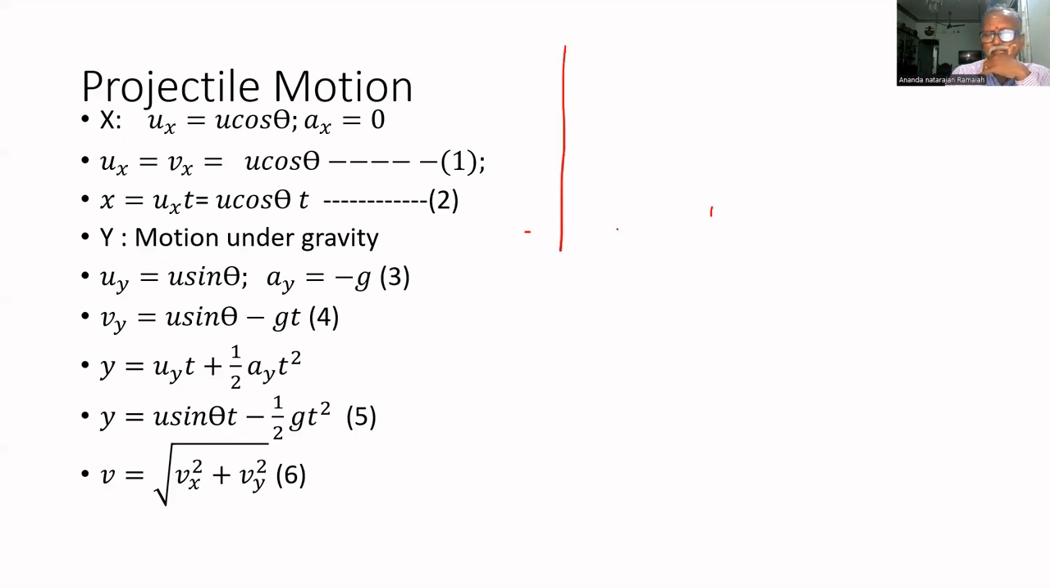Projectile means throwing a particle upward at an angle theta. What will happen to this? Even though you project it at an angle theta, its path will be like this. This is called projectile.